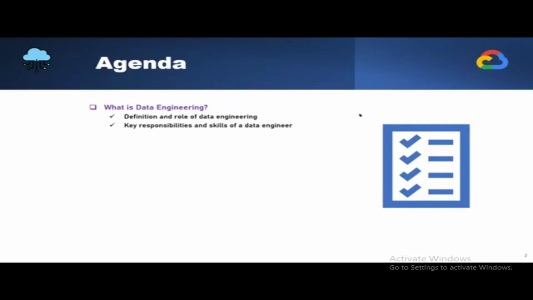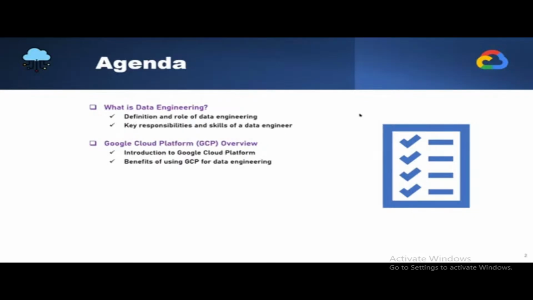Maybe in 10-15 minutes we will try to understand what is data engineering, and after that I will talk about what is Google Cloud Platform and how it is different from the other cloud platforms. All of those things we will try to see. Okay, so we will understand the very first thing, what is data engineering. Then we will understand what is Google Cloud Platform, how the Google Cloud Platform is separate from the other cloud platforms, how it is different from them, and what are the advantages of using the Google Cloud Platform. We will try to understand.